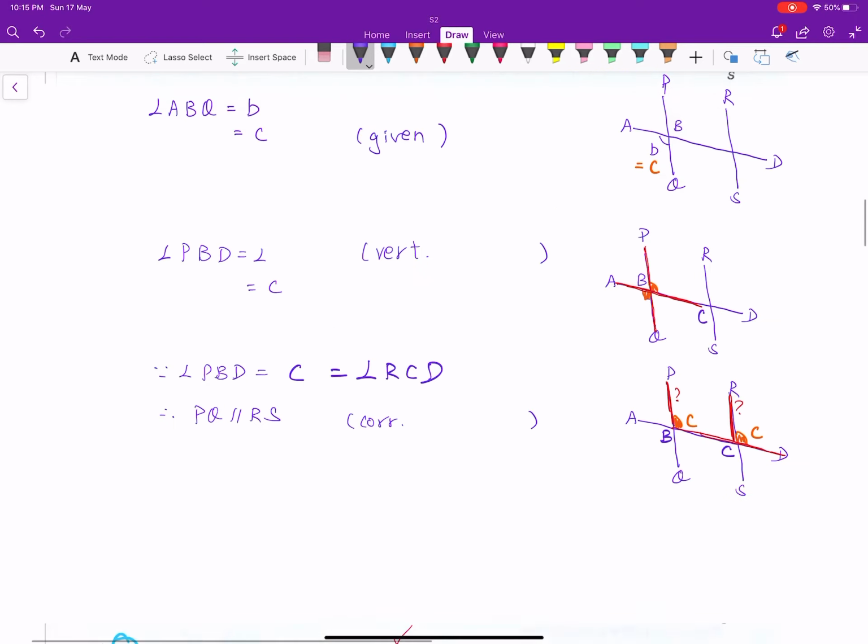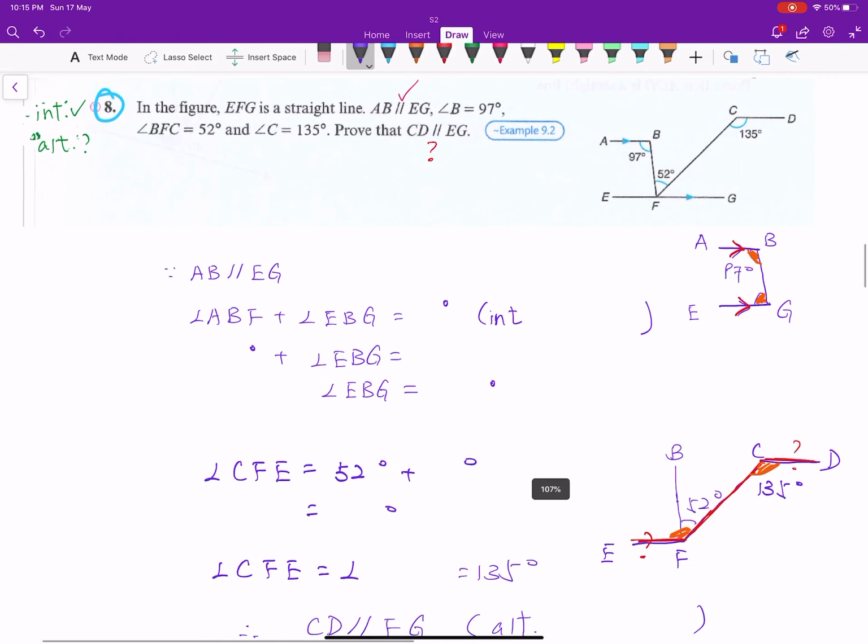Question 8. Let's take a look at the question. In the figure, EFG is a straight line, and if it is given, we put a tick. AB parallel to EG, this is given. And angle B equals 97 degrees, angle BFC equals 55 degrees, angle C equals 135 degrees.